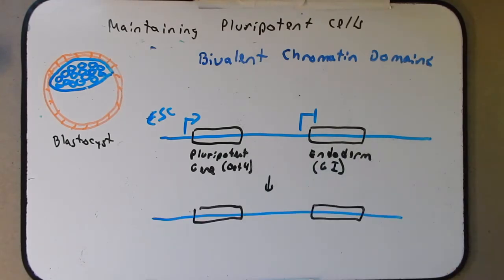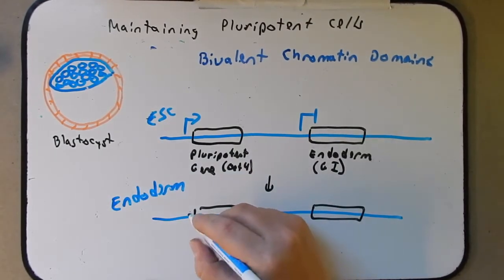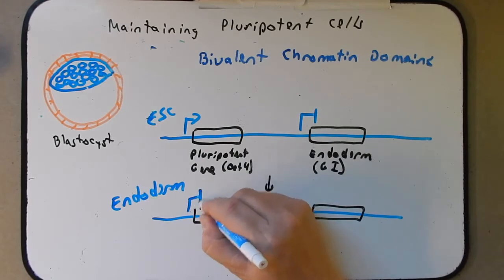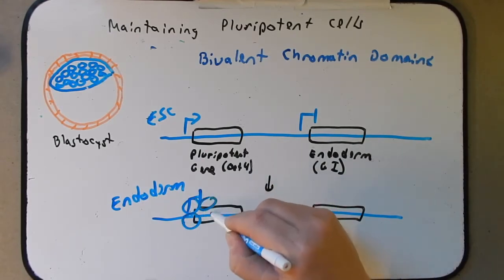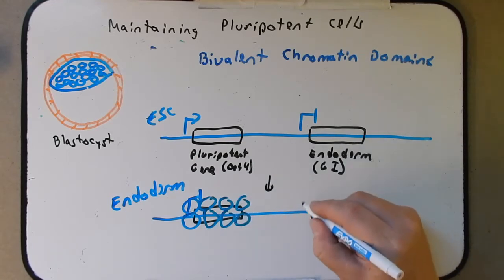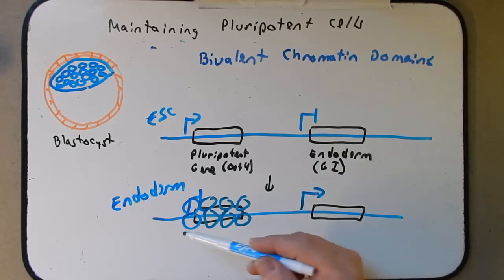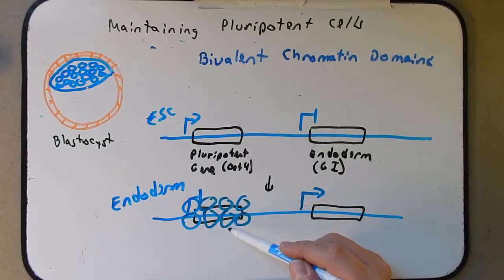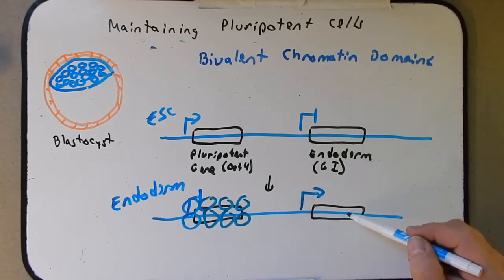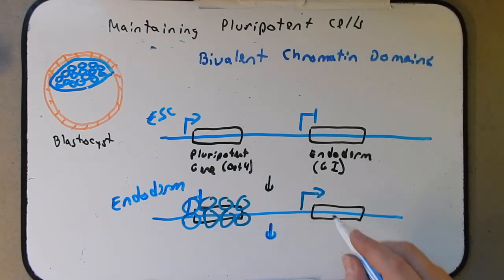And we'll call this an endoderm cell now. This pluripotent gene will now not only be turned off, it will be wrapped up tightly into heterochromatin, whereas this endoderm gene will be turned on. And again, we would see all the classic epigenetic markers on here to permanently turn this gene off and then to actively turn on this endoderm gene. And now every time this cell divides, it will have this gene set.